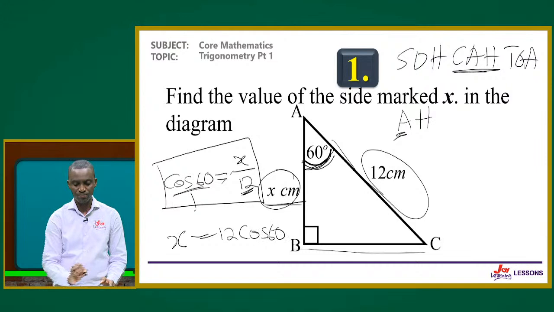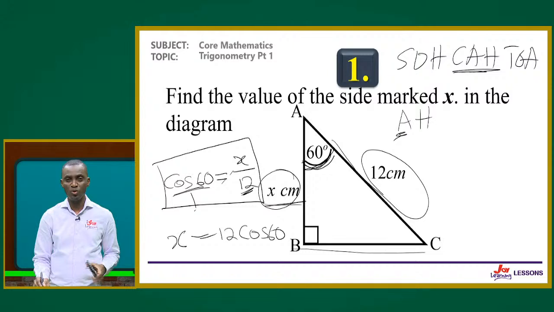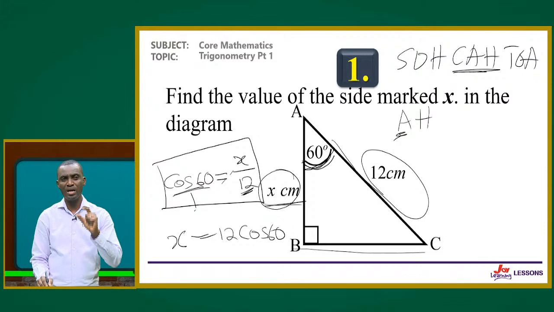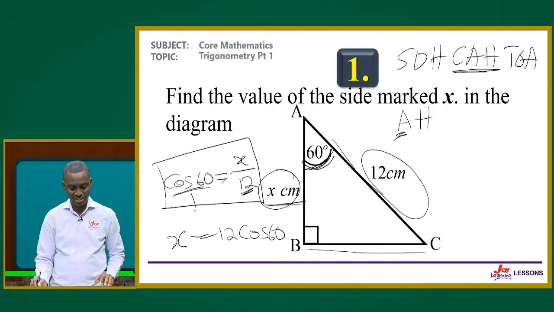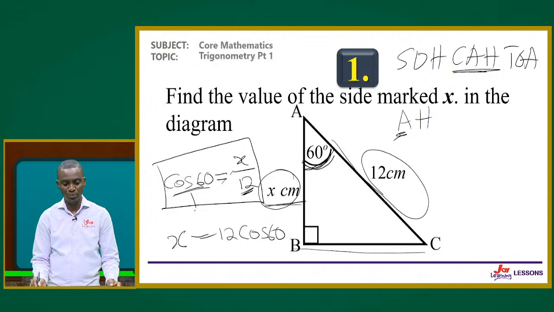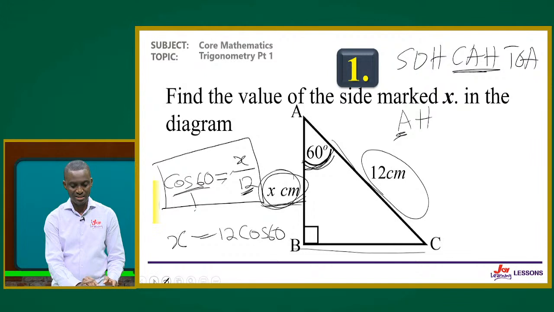Now, we'll use our calculator to do the cos 60. But in future, in the course of our lesson, I'll teach you how to find cos 60 without using a calculator. And so cos 60 is half. You can put that on your calculator and see. Just type cos 60 and you see that the answer will come as half. Then half times 12 will give you 6. And so for the x centimeters, our answer will give us 6 centimeters. And that is the answer for the value of x.